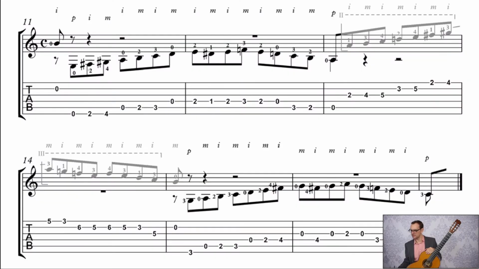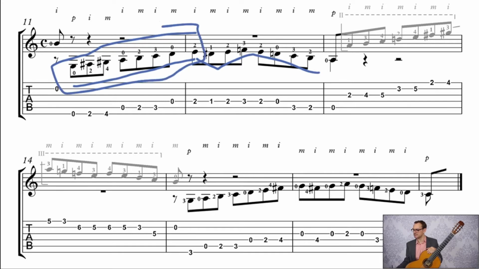So here we have this ascending line going up to this point right here, right? And then we go down and then up and then down. So this is our line. We're going to talk about this right here right now. Here's our ascending line, goes up to this E. Yes? So with this E, this is our highest note, right? Getting into that E, that's the most important part.